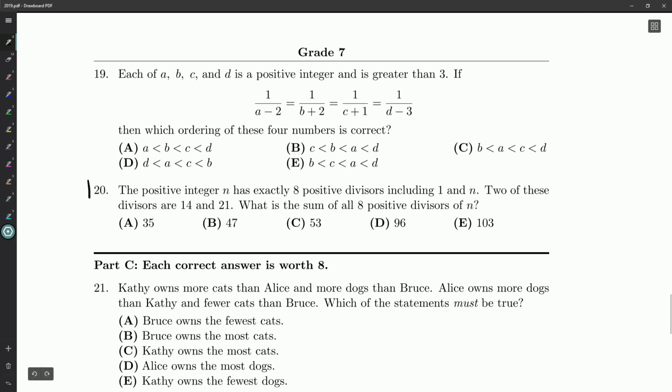Root Beer here looking at question 20, the last question that is worth 6 marks on our 2019 Gauss paper. The positive integer n has exactly 8 positive divisors, including 1 and n. 2 of these divisors are 14 and 21. What is the sum of all 8 positive divisors of n?